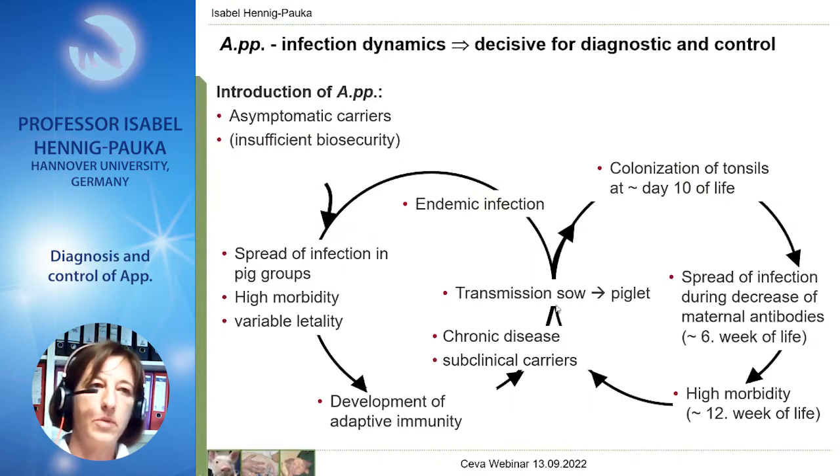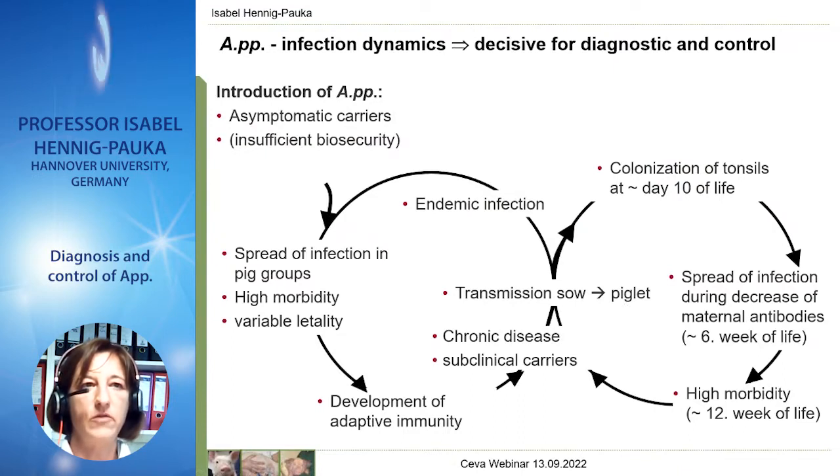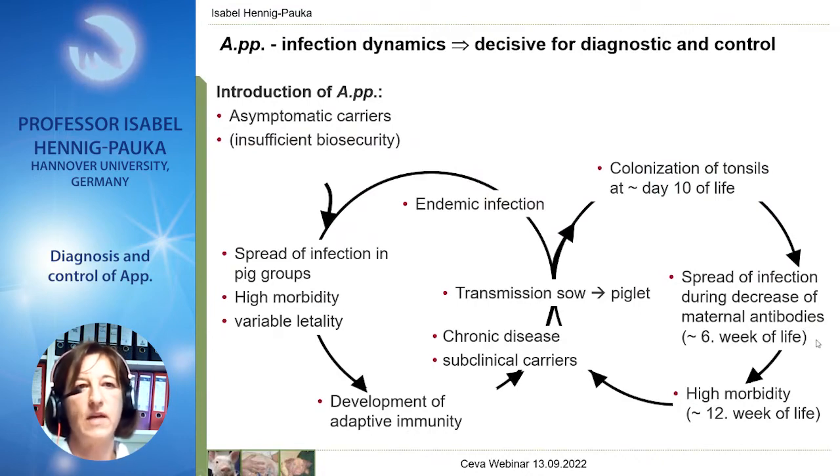And an important point is the transmission of the agent from the sow to their piglets, so that the piglets become colonized around day 10 of life. And if you have maternal antibodies against APP, this colonization can be prevented or postponed, because when the pigs are mixed in nursery, the infection is spread during the decrease of maternal antibodies around week 6 of life, so that most frequently you get outbreaks with high morbidity in week 12 of life.